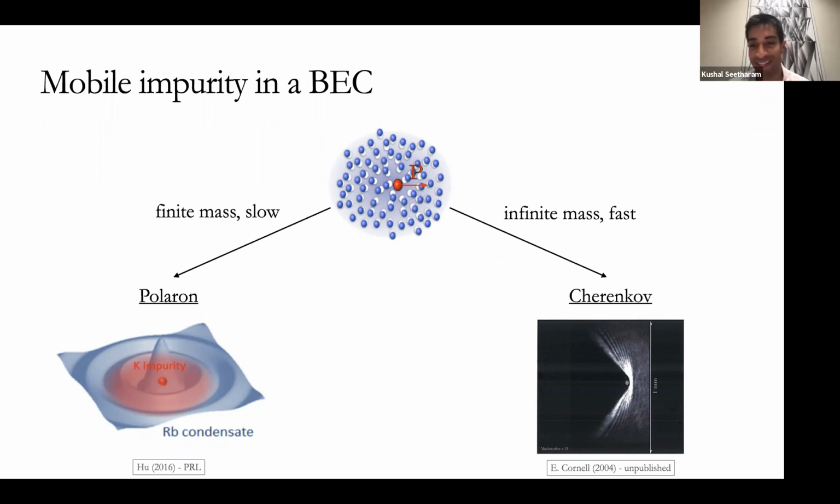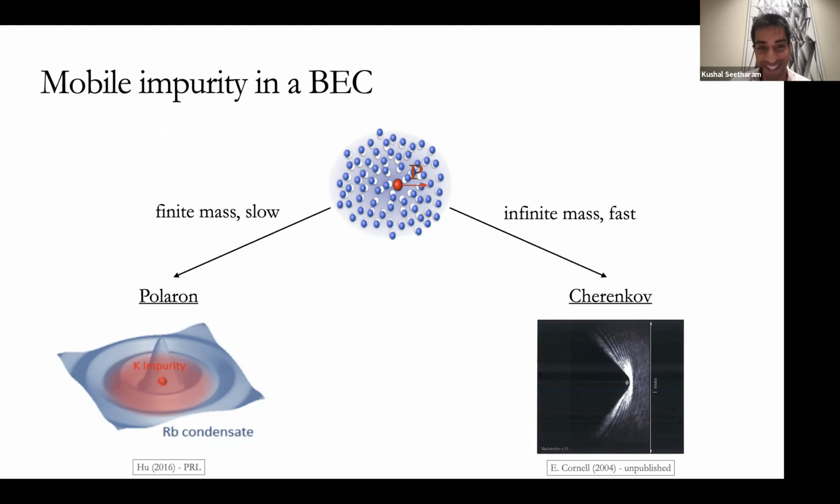And this can be thought of as a form of a Cherenkov effect, in the sense of you have a particle whose relative velocity is moving much faster than its environment. But in this case, because it's infinite mass, it's kind of a very classical kinematic picture. There's no real interaction scale or recoil scale necessarily between the impurity and the condensate around it.